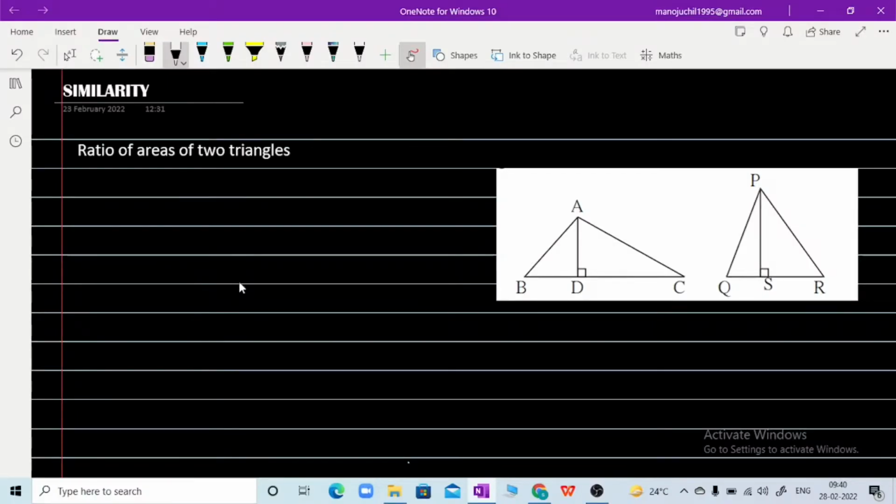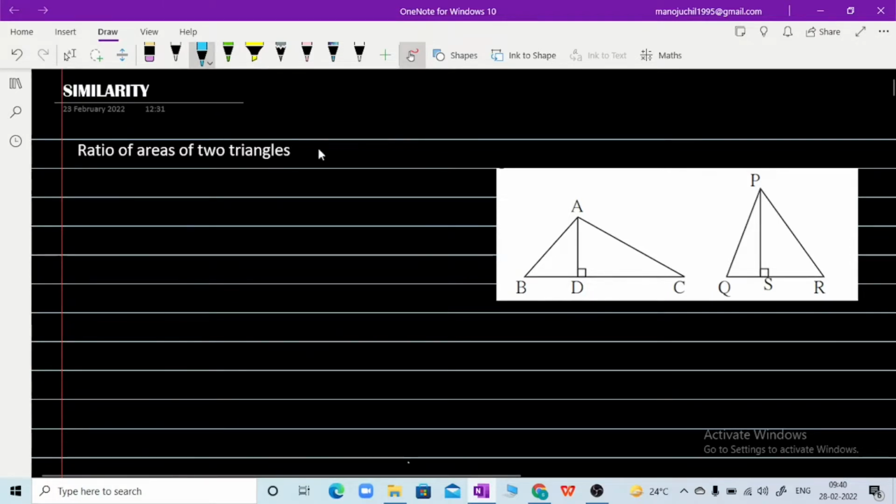Children, today we're going to start with similarity. The first property of similarity is the ratio of areas of two triangles.